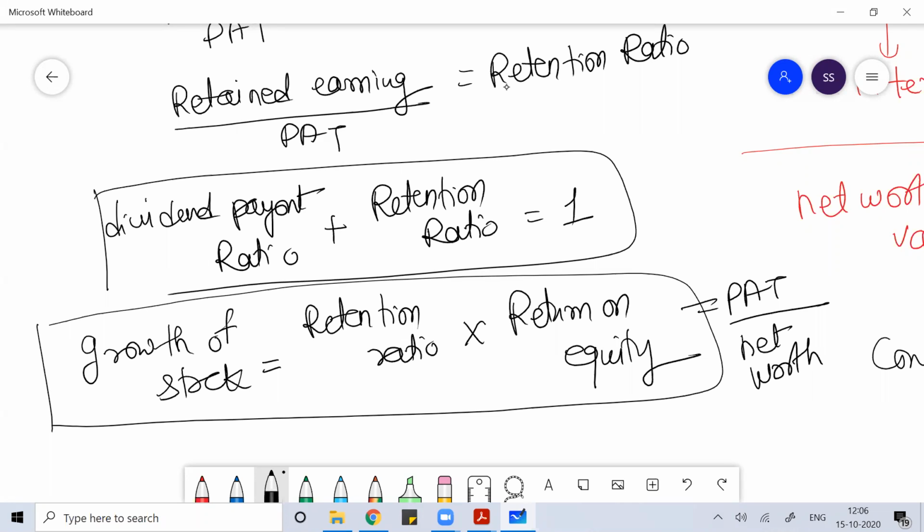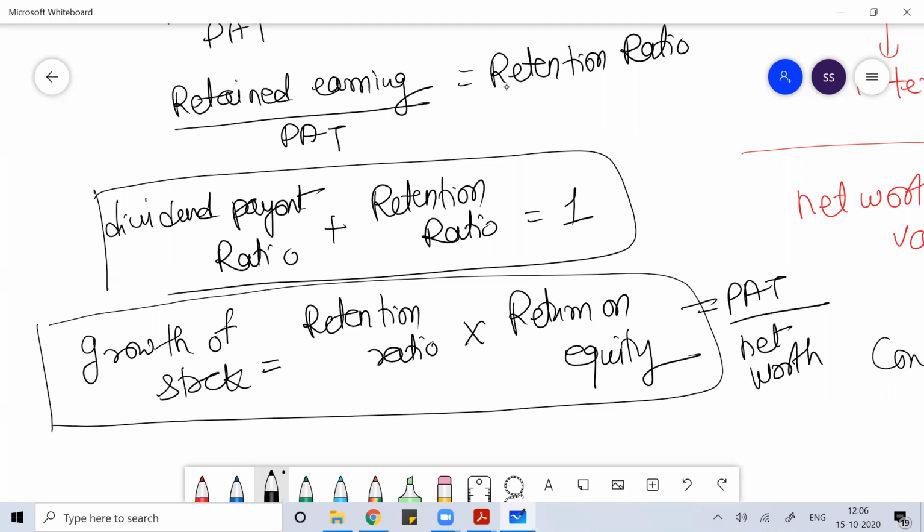More and more retained earning will create more and more reserve and surplus, and more reserve and surplus will create more net worth, or the internal equity of the company. And when you have a better internal equity, automatically you have more possibility of growth, so there's more possibility of capital appreciation. I hope you are getting the logic.